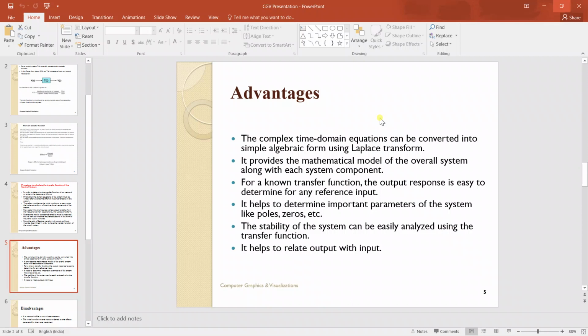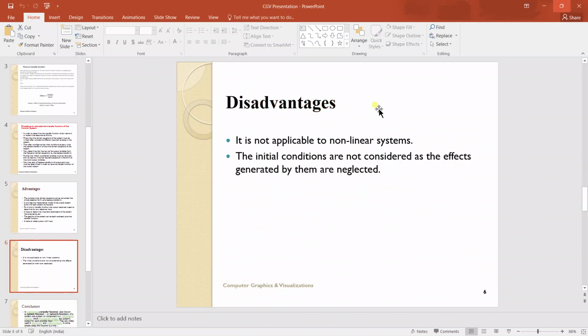Fourth, it helps to determine important parameters of the system like poles, zeros, etc. Fifth, the stability of the system can be easily analyzed using the transfer function. Sixth, it helps to relate output with input.